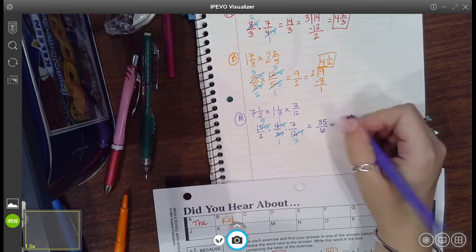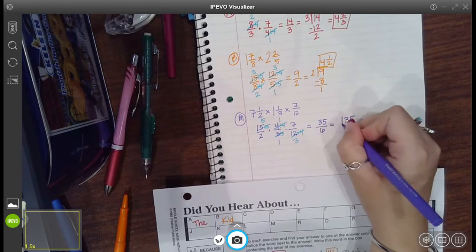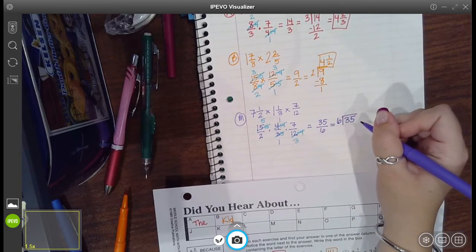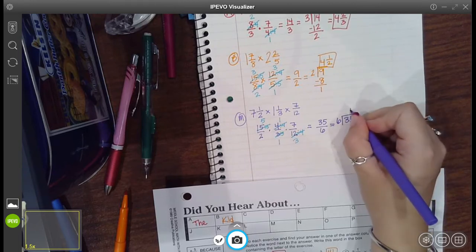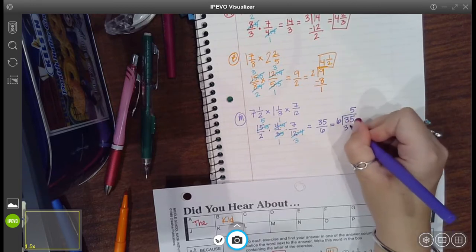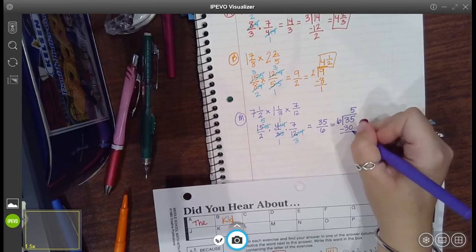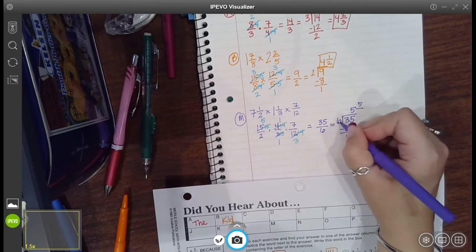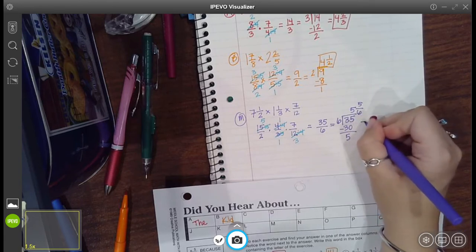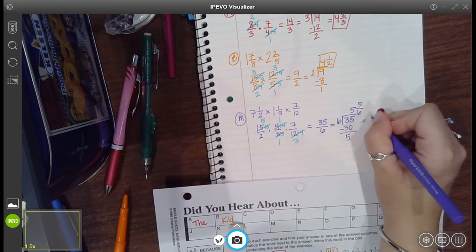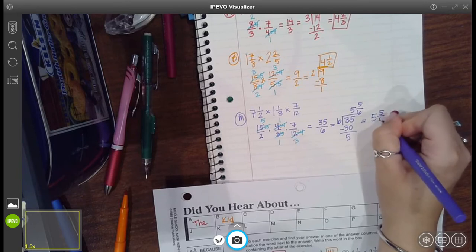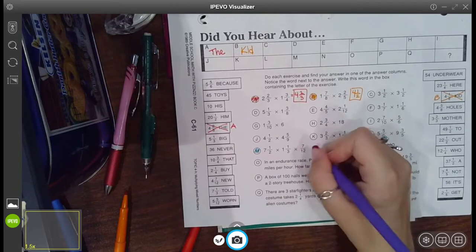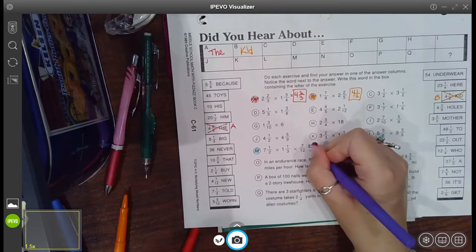I can't leave it like that, so I'm going to take the top and divide it by the bottom. Now 6 goes into 35 5 times. When you multiply that, you get 30. And when you subtract that, you get 5. So you put your remainder of 5 over what you divided by, which was 6. So 35 over 6 is the same thing as 5 and 5/6. So for problem M, I would put 5 and 5/6.